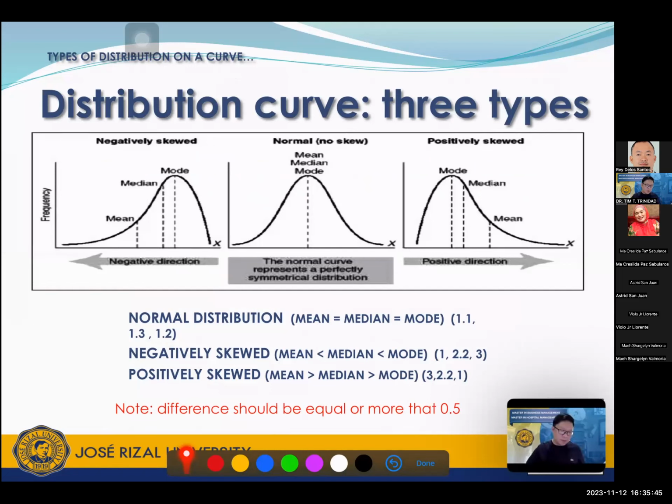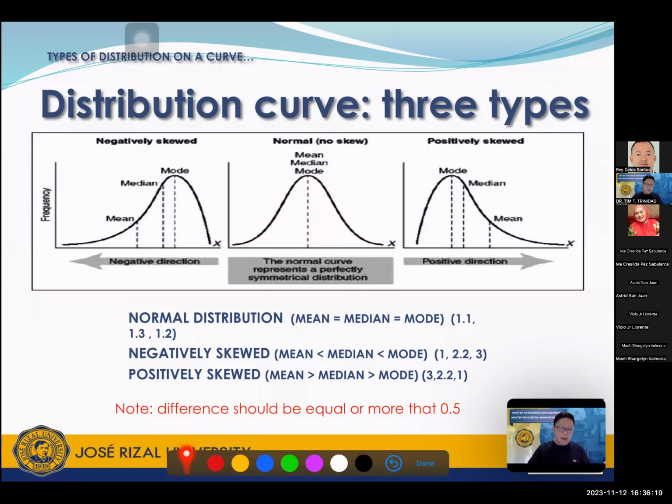So when you say a normally distributed data, okay, it will be produced if the value of your mean, the value of your median, and the value of your mode are equal to each other. So if your mean, median, and mode are the same, expectedly you will produce a what? Normal curve or a normally distributed data.